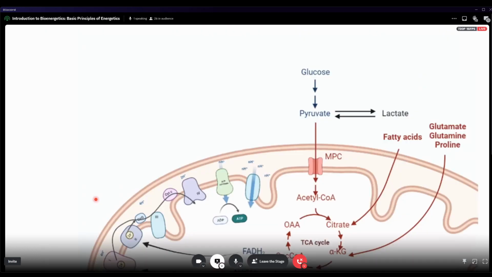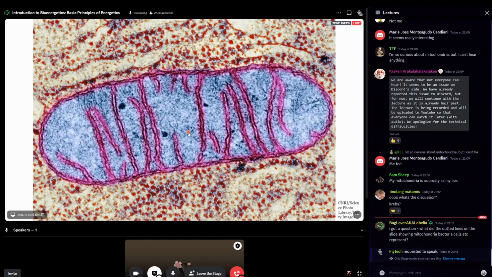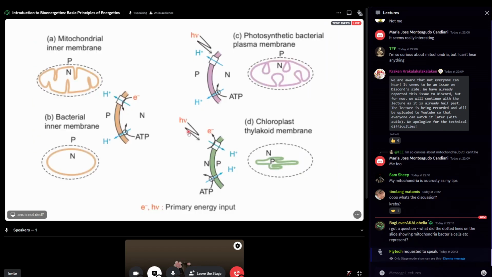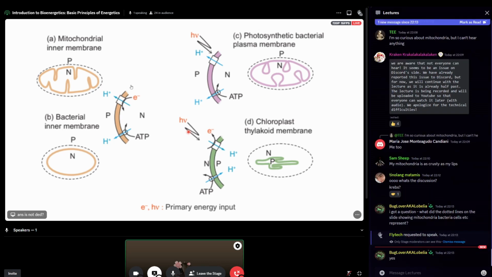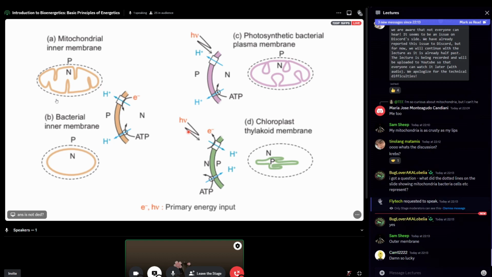Again, I'll just pause for a second to see if there are any questions. Okay, so what is the dotted line on the slide showing the mitochondrial bacteria? Okay, I'll just go back to that slide. Yeah, on this slide, is that what you were asking about? Okay, so the dotted line here represents the outer membrane. So basically, you need two membranes to maintain this proton gradient. The dotted line is the outer membrane. The solid line is the inner membrane.